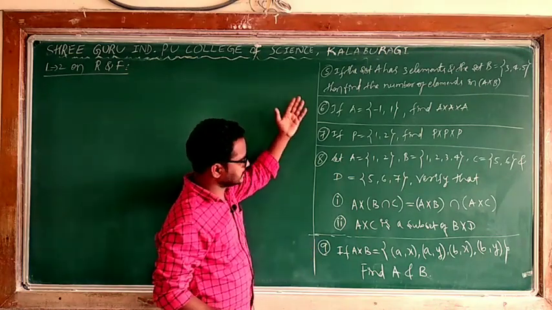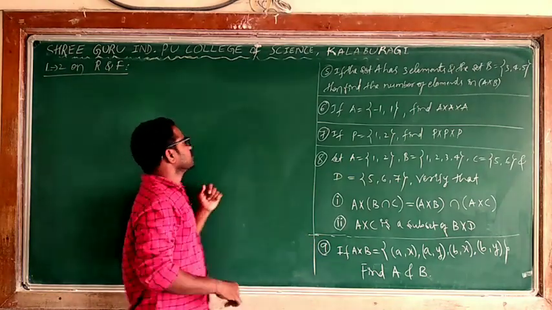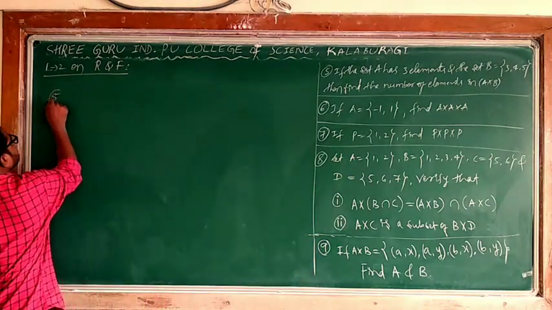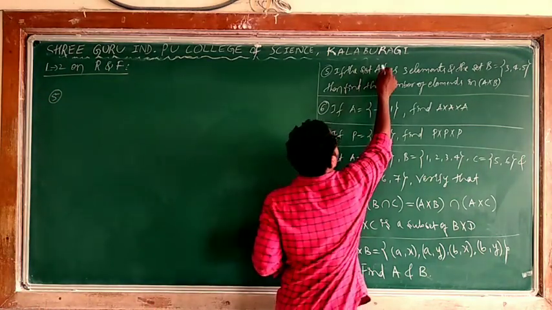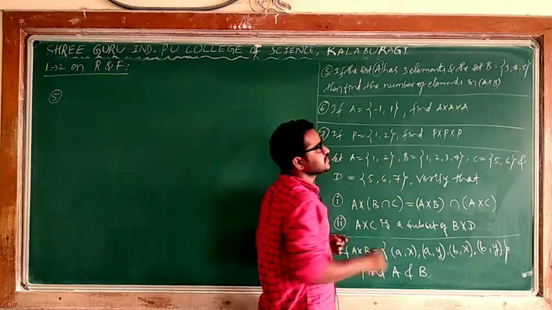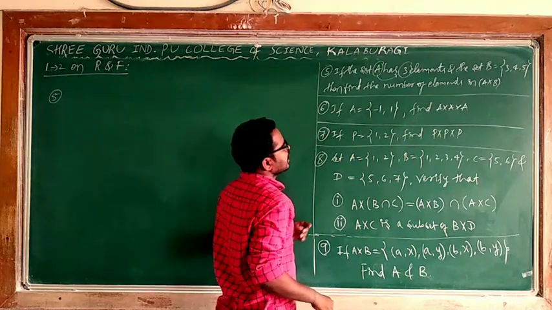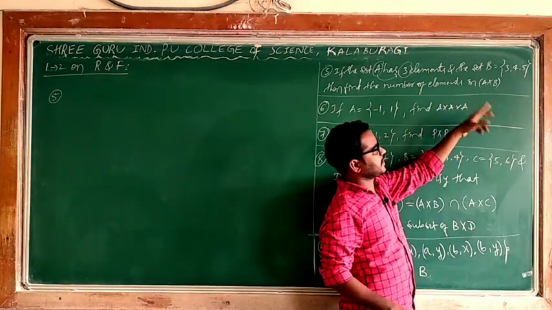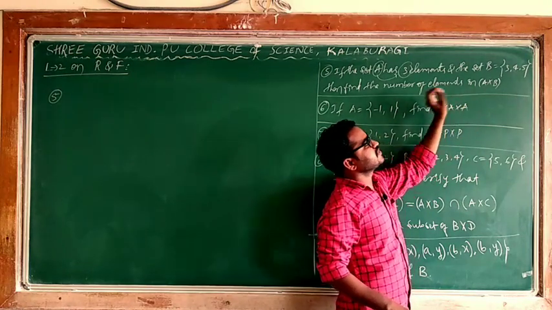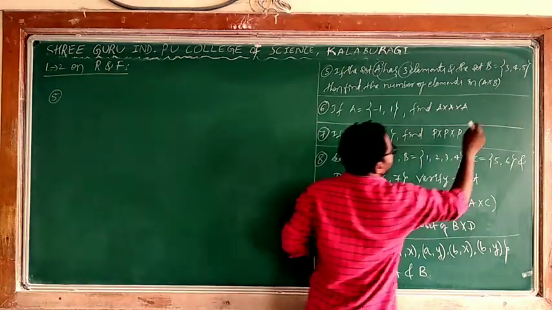So I already wrote the questions. I will solve them one by one. What is the fifth one? Fifth question I will take today. What is given? If the set A has 3 elements, how many? 3 elements. And the set B is given as 3, 4, 5, meaning B again has 3 elements. Then find the number of elements in A cross B.